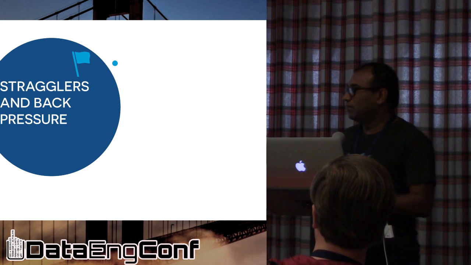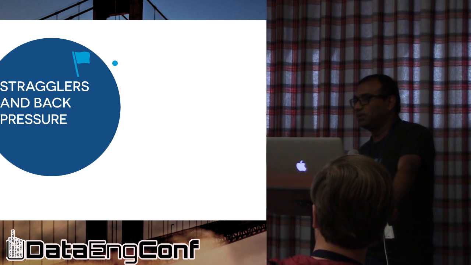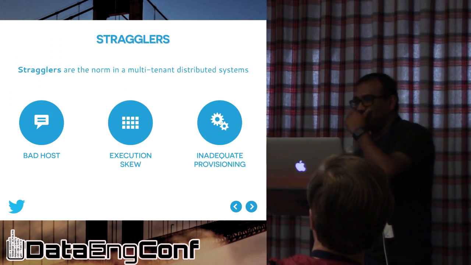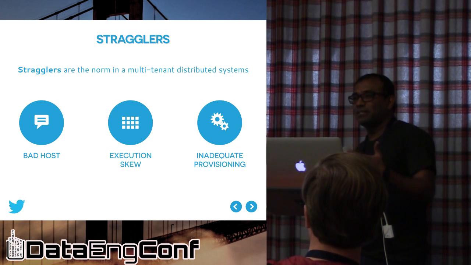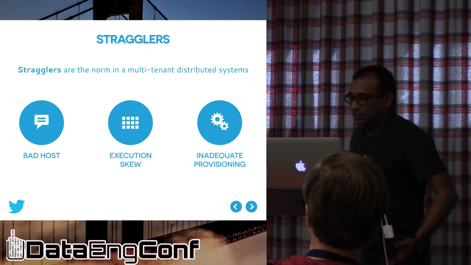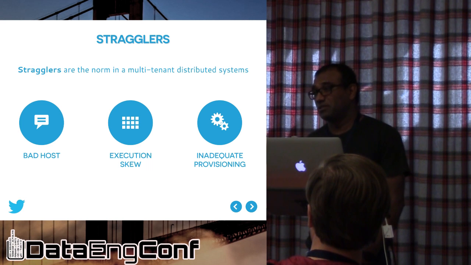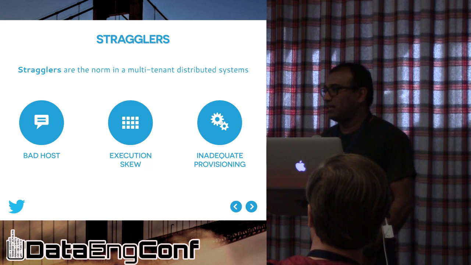Now this is one of the very important problems that we often encounter in practice: the notion of stragglers. In any distributed system, stragglers are the norm. How many people have heard the term stragglers at least? In what context have you heard about it? Hadoop, okay, so it's not new, but we also observed that it often occurs in streaming systems too. The three primary reasons it occurs start with something called a bad host.